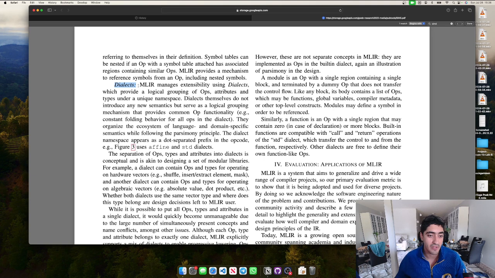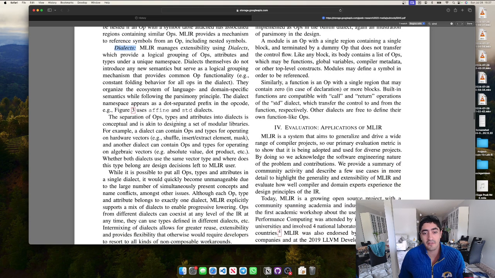So dialects. MLIR manages extensibility using dialects, which provide a logical grouping of operations, attributes, and types under a unique namespace. Dialects themselves do not introduce any new semantics, but serve as a logical grouping mechanism that provides common operation functionality, such as constant folding behavior for all operations in the dialect. They organize the ecosystem of language and domain-specific semantics while following the parsimony principle. The dialect namespace appears as a dot-separated prefix in the opcode.